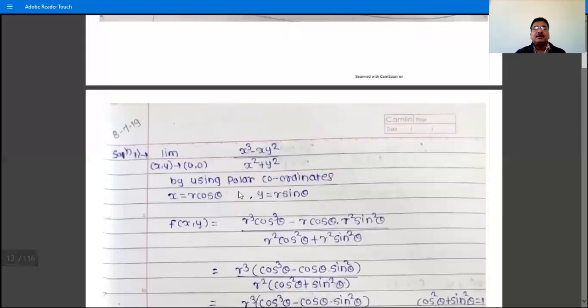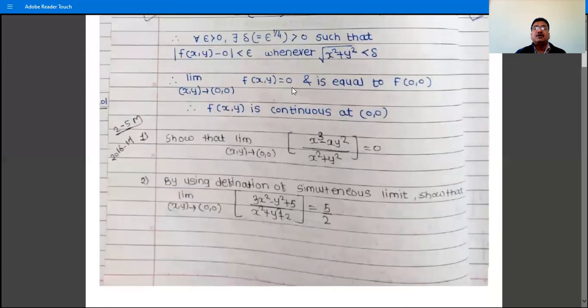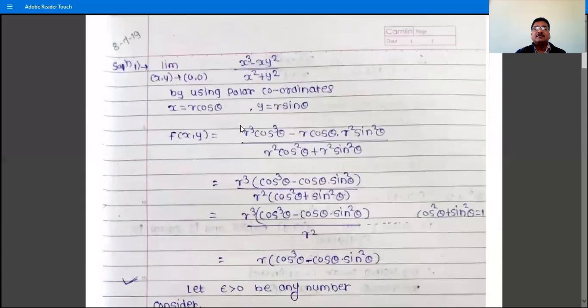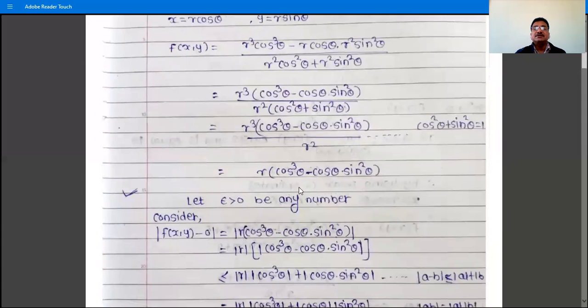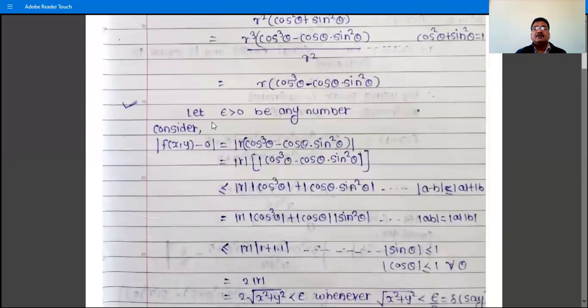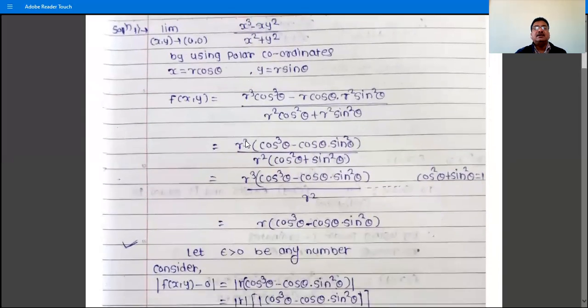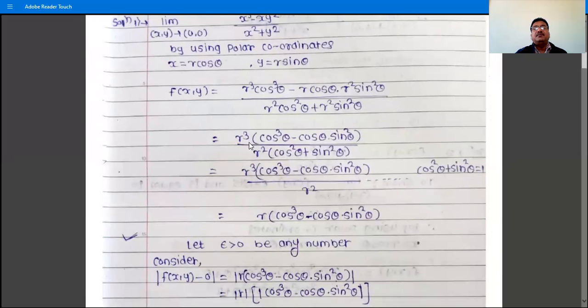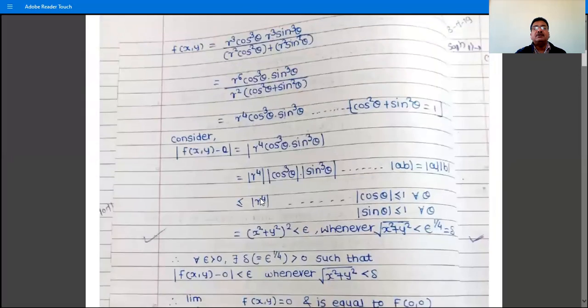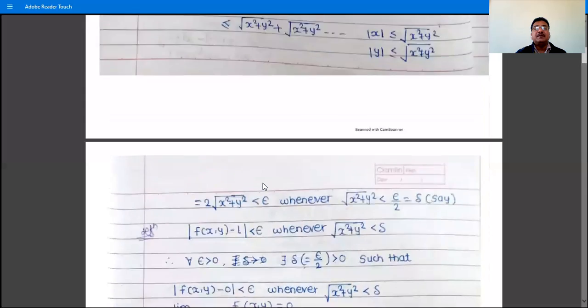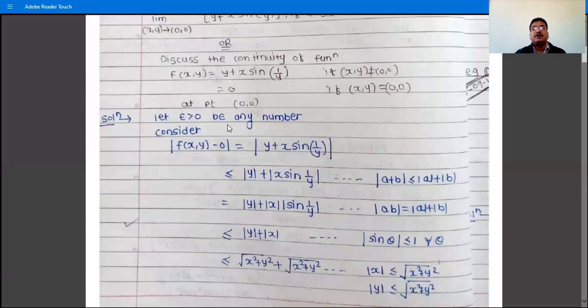So use polar coordinates for the first problem. Simplify f(x,y). First, this is f(x,y), and then take epsilon as any number greater than 0, and consider mod f(x,y) minus 0. So this is the method to write the answer of a problem in which the limit exists. That is, either use the direct method without polar coordinates. This is the first problem without polar coordinates.